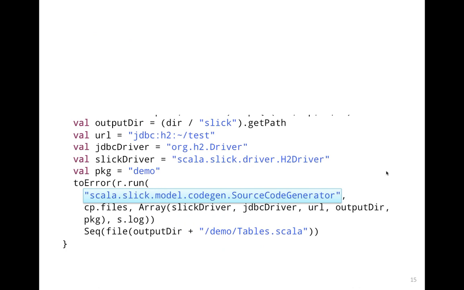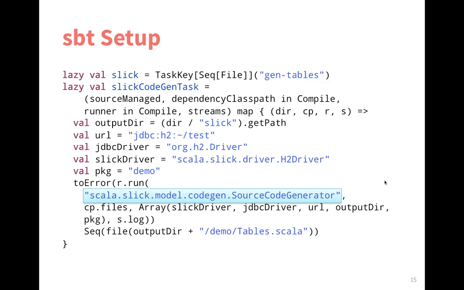So let's get to the code generator. The simplest way of getting all your boilerplate code for tables into your application is by using an existing database that has a schema that you can reverse engineer. And to do that, you just run Slick's code generator.